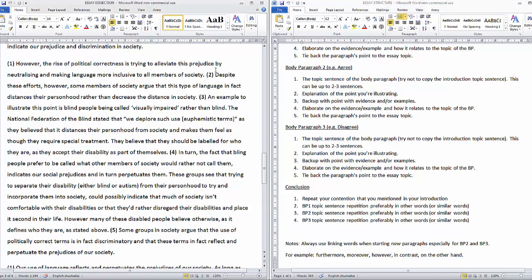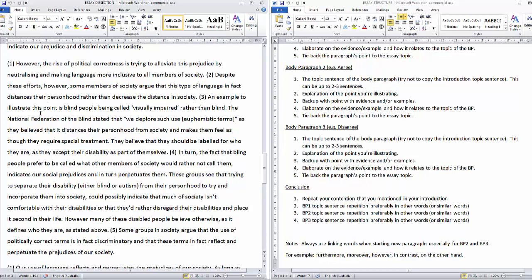Now, number 2 is an explanation of the point that you're illustrating. So, despite these efforts, however, some members of society argue that this type of language in fact distances their personhood rather than decrease the distance in society. So, I've done an explanation of the point that I'm illustrating. Number 3 is back up my point with evidence and or examples.